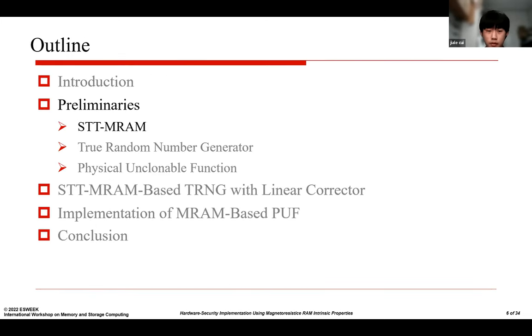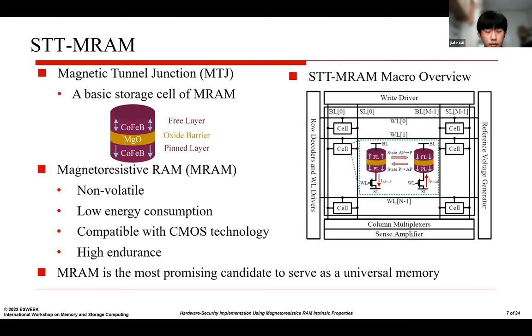Next, I will give some preliminaries about this work. The magnetic tunnel junction is the basic storage cell of MRAM. It has three layers: a free layer, an oxide layer, and a pin layer.